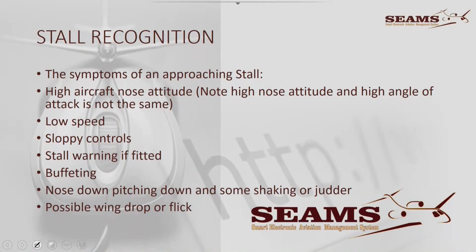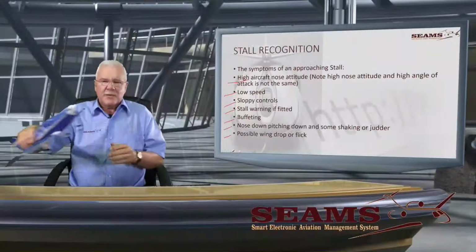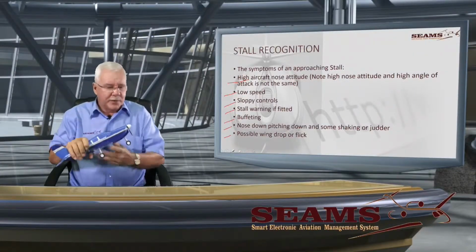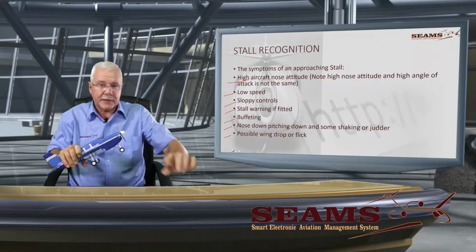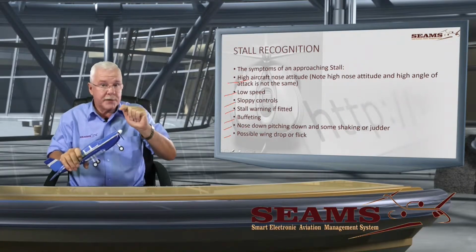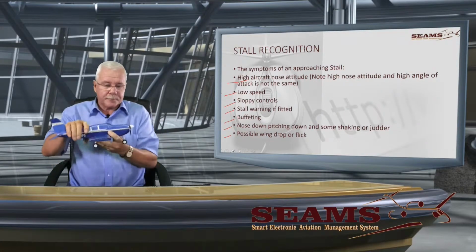Now, how do we recognize the stall? Well, here are the symptoms of the approaching stall. I'll just quickly run through them: high nose, low speed, sloppy control, stall warning, maybe a little bit of buffeting. Then there could be a pitching down movement or shaking, and a possible wing drop. All right, if you're going to write your aerodynamics exam, they're not going to ask you all these. The first ones are just high nose, low speed, sloppy controls, stall warning, and buffeting. Those are the indications, and those are the ones that must make us aware.